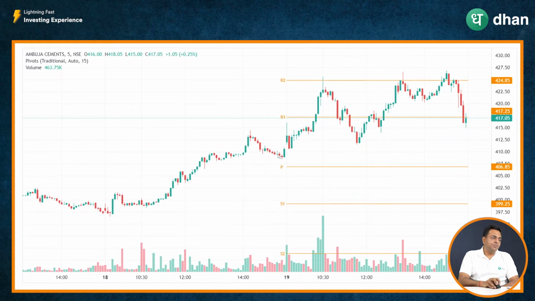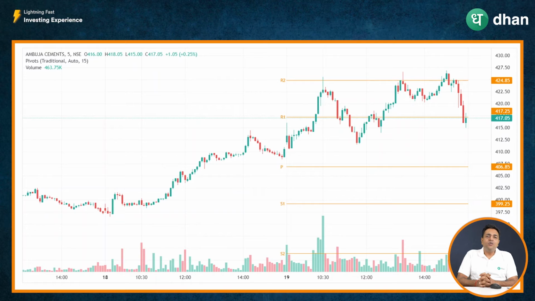Taking one more example, I have the chart of Ambuja Cements again on a 5-minute time frame. I have the P line here, and as we can see, the price opened above the P line, indicating that this is a bullish sentiment or a positive sentiment for the stock. I might want to take up a long position somewhere here, book out my long position around R1 or trail my position to book out around R2.